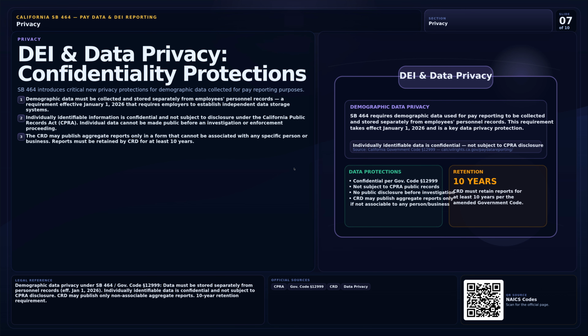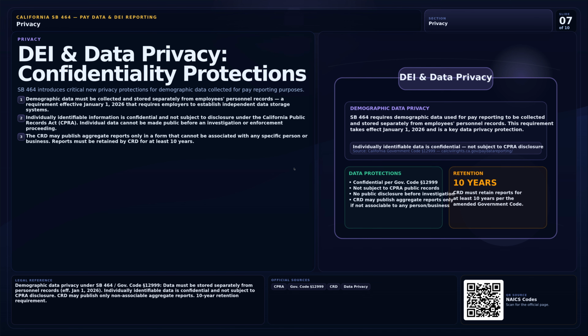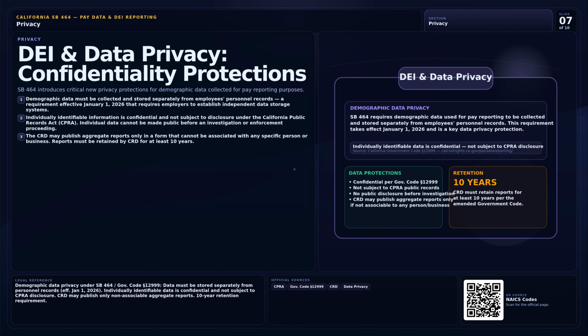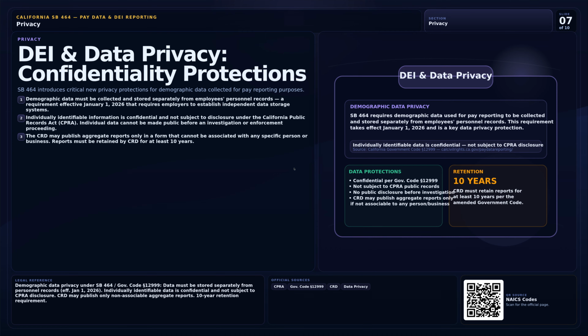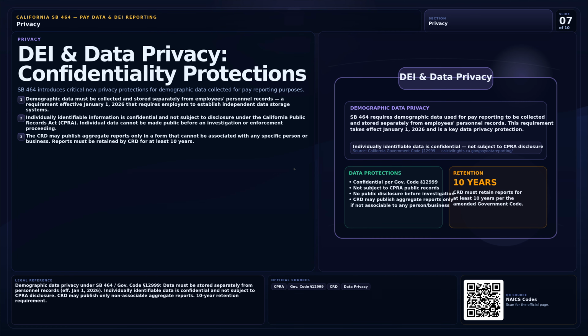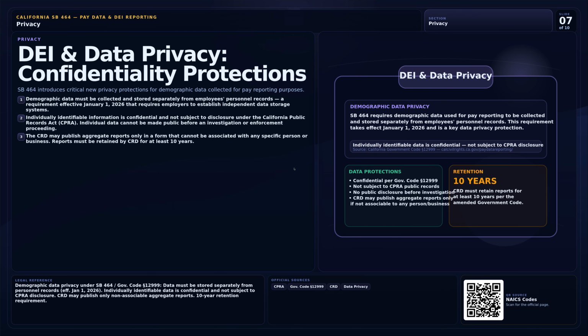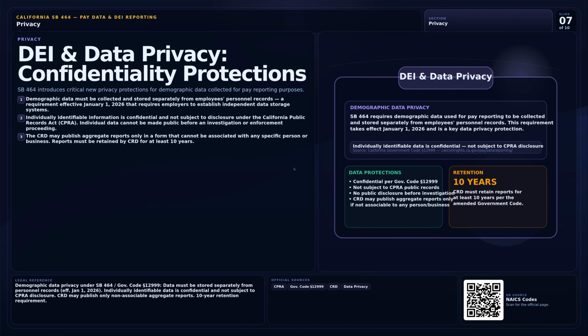Individual data cannot be made public before an investigation or enforcement proceeding. The CRD may publish aggregate reports only in a form that cannot be associated with any specific person or business entity. Reports must be retained by the CRD for at least 10 years. This long retention period underscores the importance of getting your data right the first time.